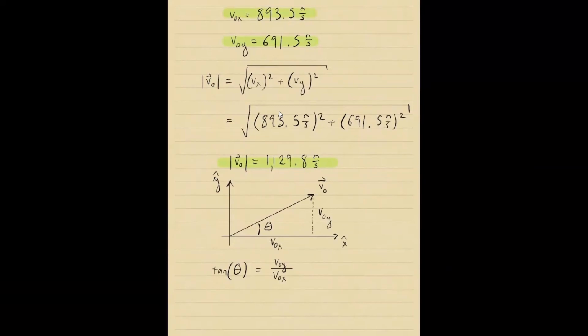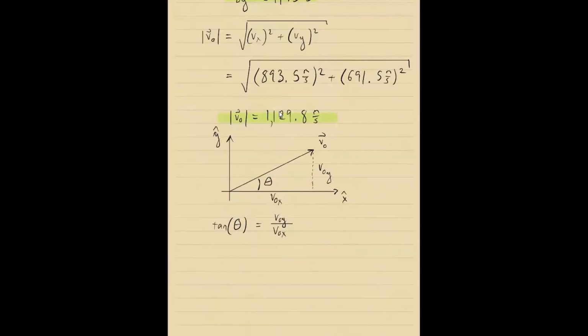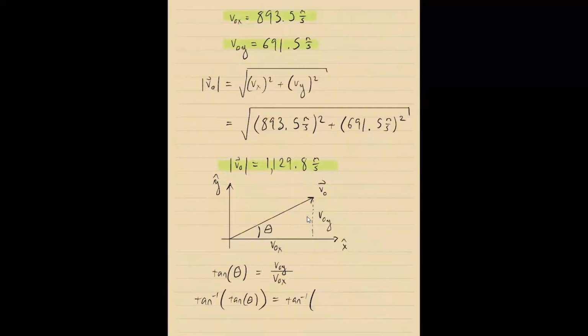And so now, if we take tangent inverse of both sides, we get tangent inverse of tangent of theta on the left. On the right, we have tangent inverse, and now here we're going to input the y and x components for our initial velocity vector. So the y component is 691.5, and our x component is 893.5.